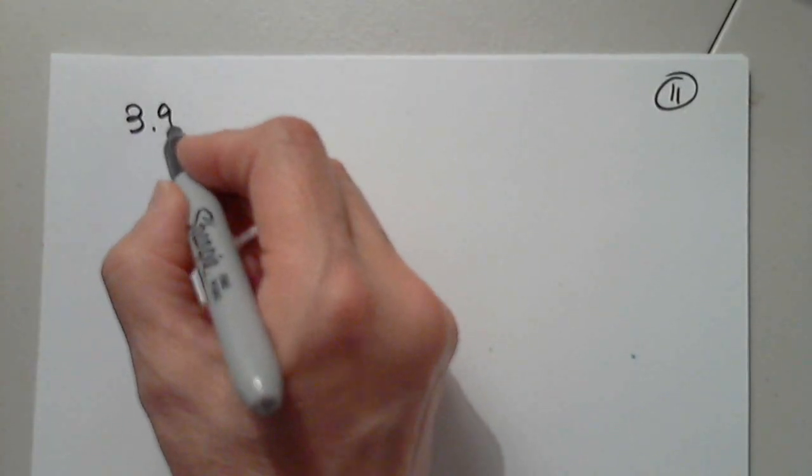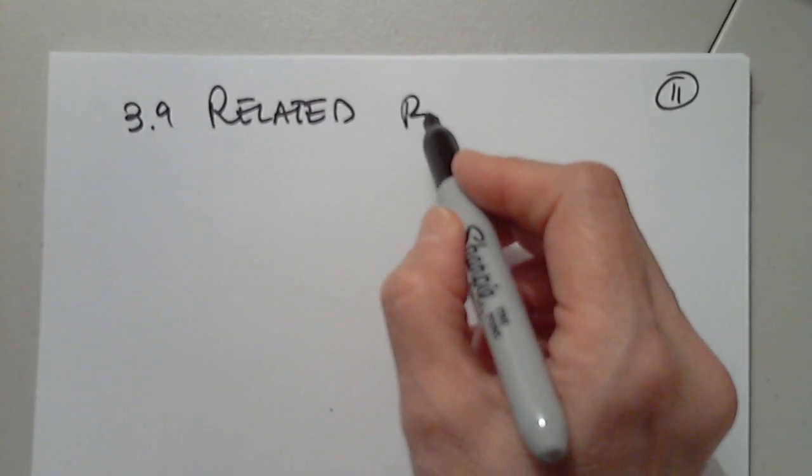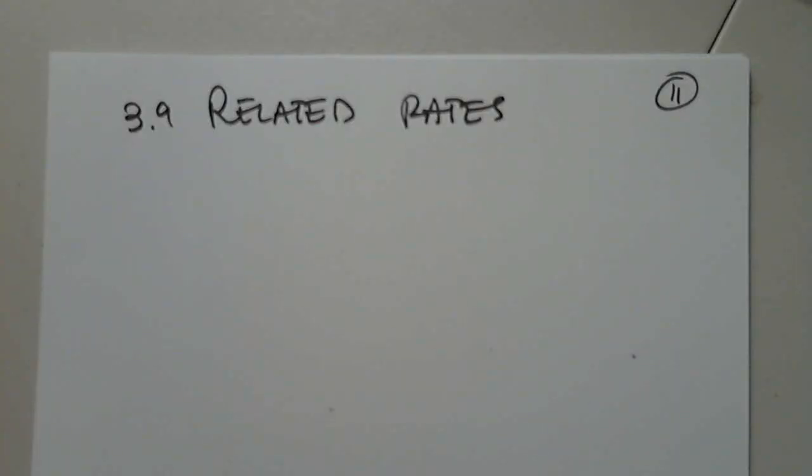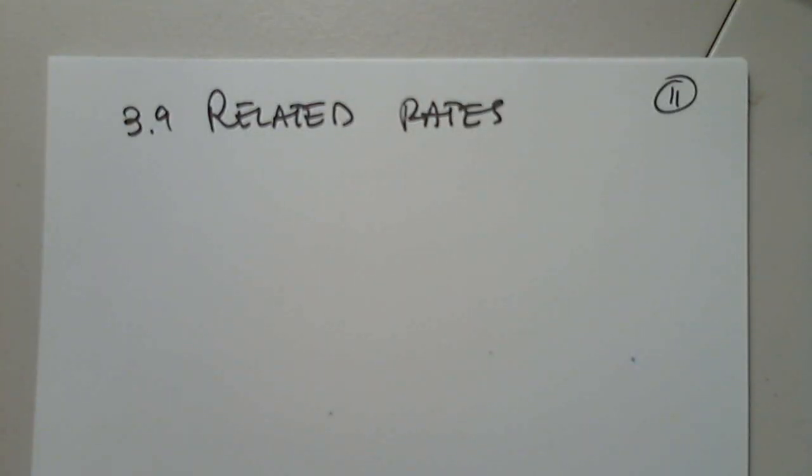So let's start one of the most interesting, I would say. On page 11, this is 3.9, called related rates. What does this mean? What is all about this? So this is a big topic.